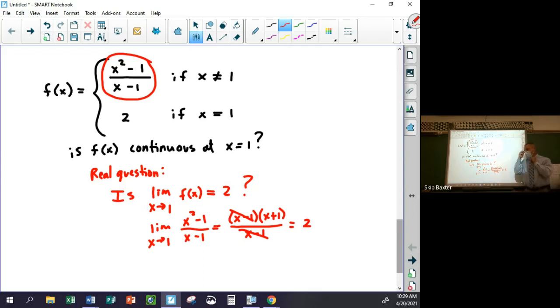So think of the 3 things that have to be true for the function to be continuous. The function has to be defined. It is. It's 2, right there. The limit has to exist. It does. It's 2. And those 2 things have to be equal. And they are. 2 equals 2. So this answer is yes. It is continuous at x equals 1, because all 3 criteria for continuity are met at that point.